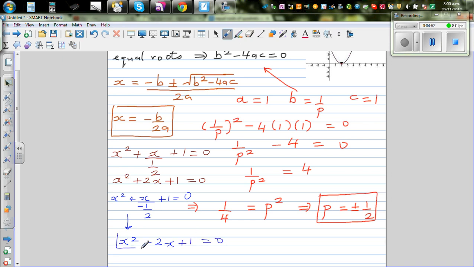So just to confirm whether our answer is right, these are the two possible equations: x squared plus 2x plus 1 equal to 0 and x squared minus 2x plus 1 equal to 0. Both of them are perfect squares, and if you factorize them you'll get only one root.